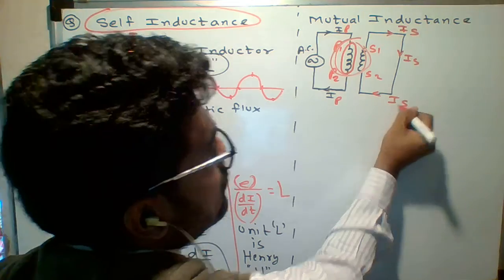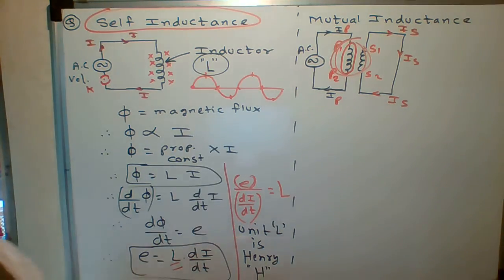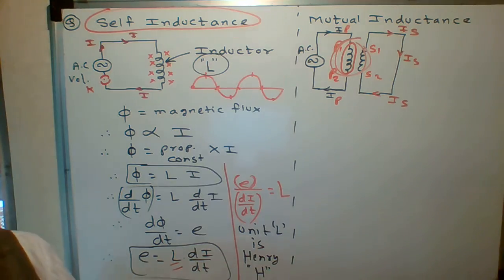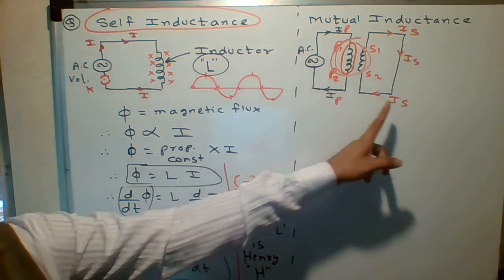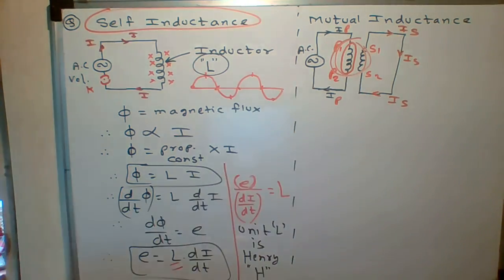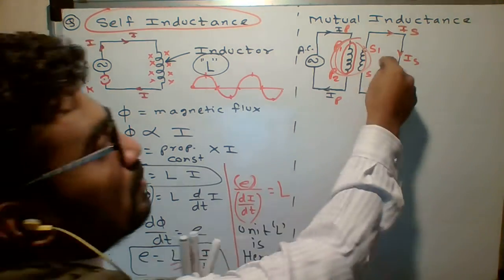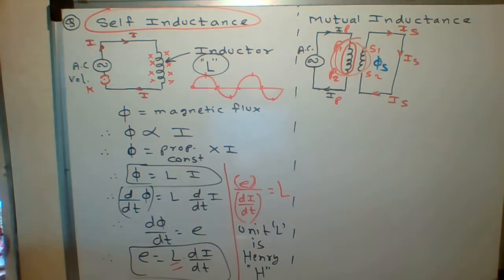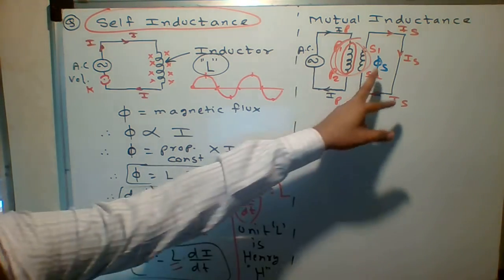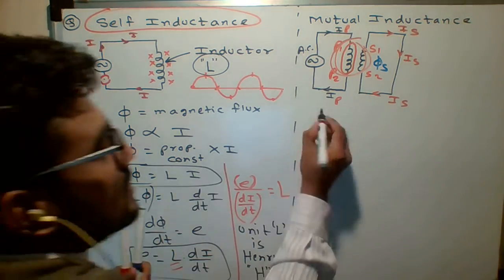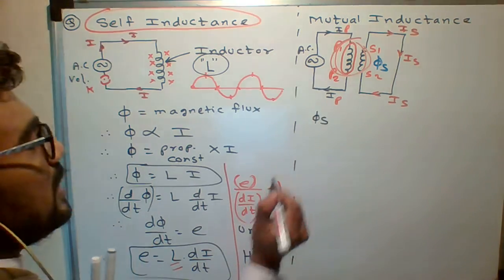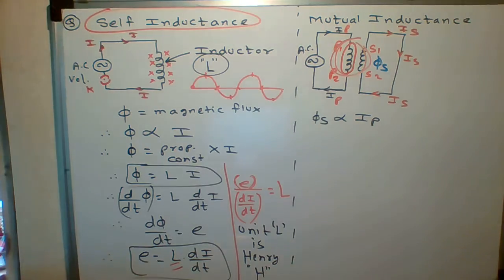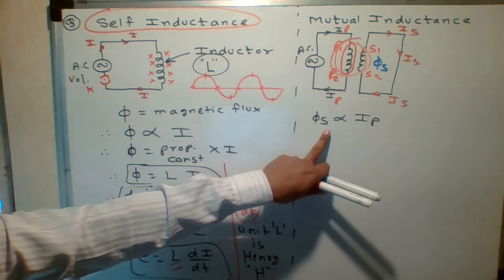Definitely, most of the students are asking, is this current the same? That means, are IP and IS the same? No students, I will tell you the formula. This is called primary current. This is called secondary current. I want to tell you about the flux produced in the secondary coil. This is called flux. So students, flux produced in the secondary coil is directly proportional to current in what? Primary coil. Agreed? This is a very important derivation.